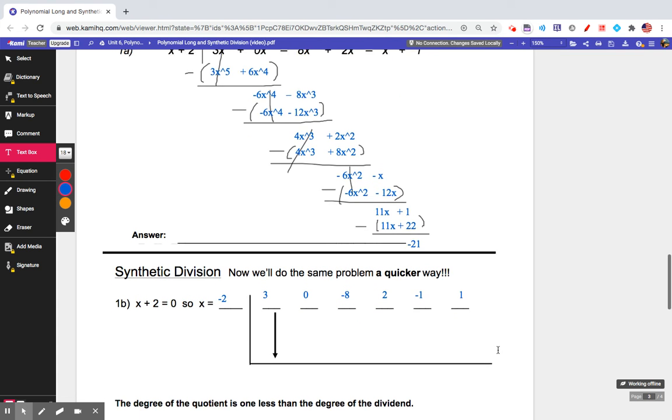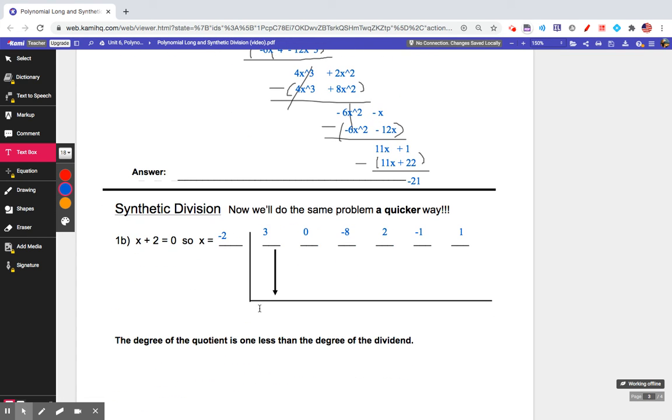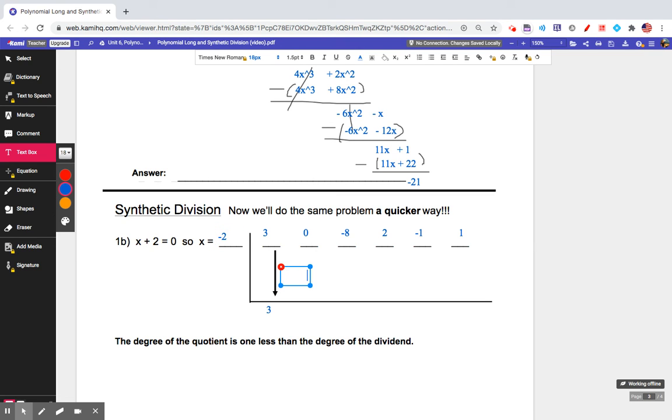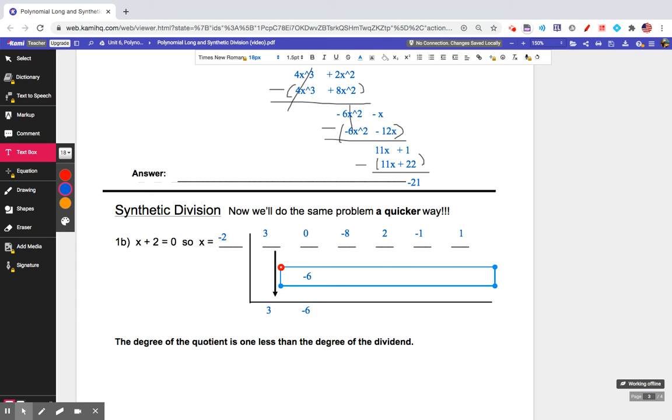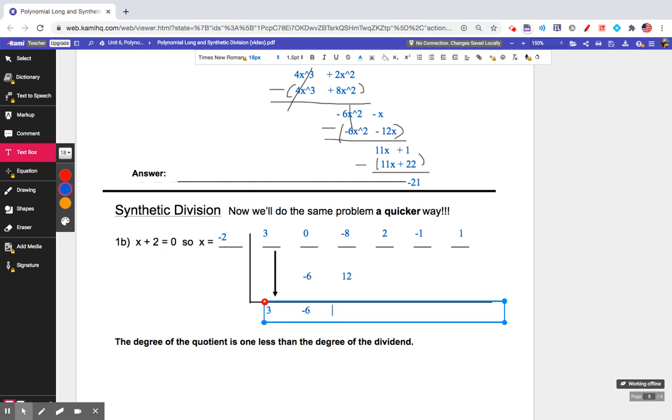Now, synthetic division is an interesting, quick way of dividing polynomials. I just simply bring down my leading coefficient of 3. I multiply 3 times negative 2, and I get negative 6. What I do next is I add these two together, and 0 plus negative 6 is negative 6. I then multiply negative 6 times negative 2 to get 12. I then add these two together and I get 4.